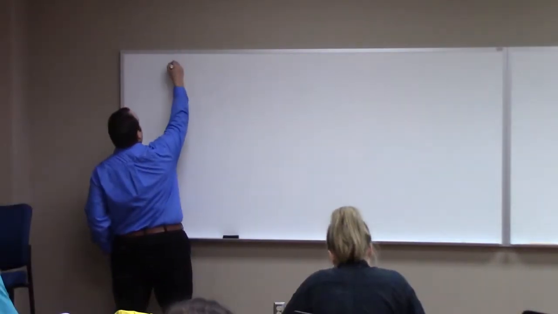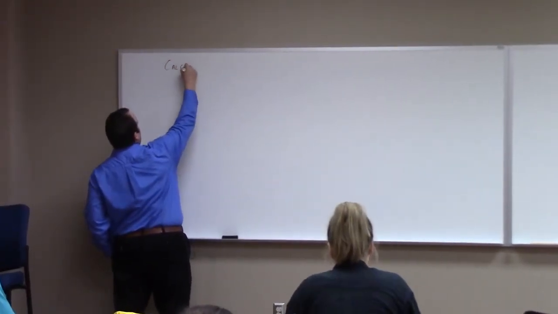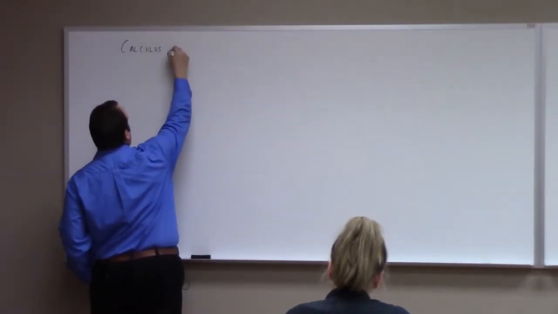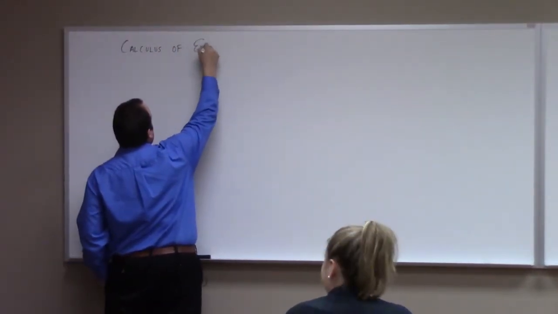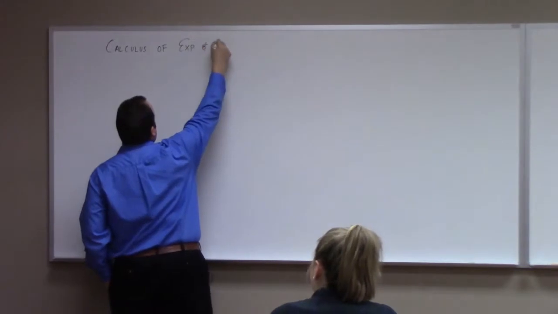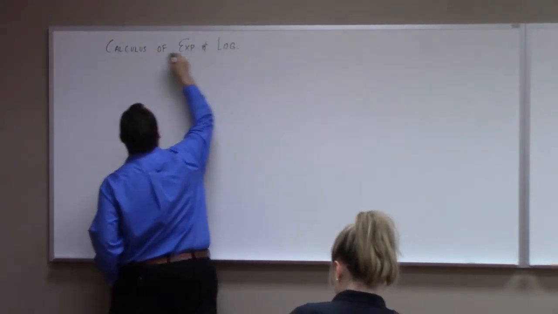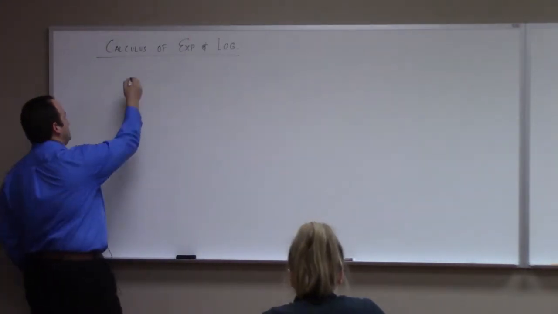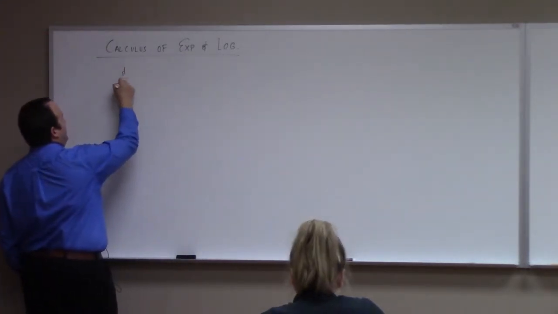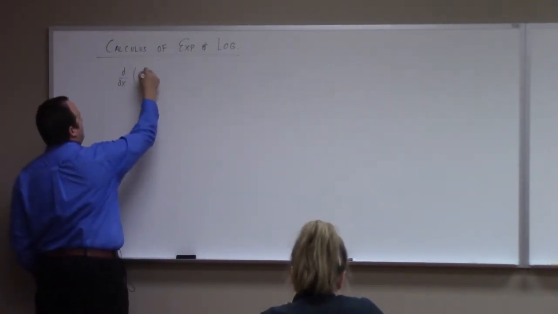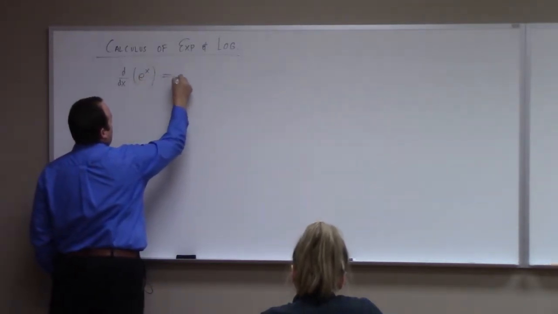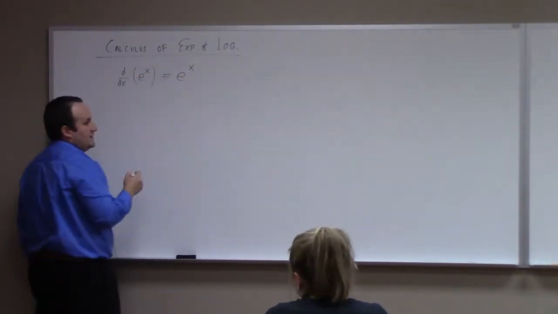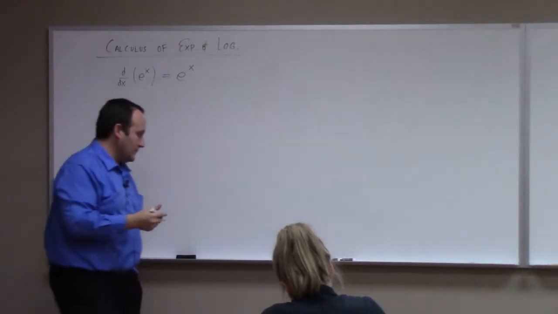All right, so calculus of the exponential and the log. Let me start at the beginning. Essentially, by definition, the derivative with respect to x of e to the x is equal to e to the x. Is there a question?